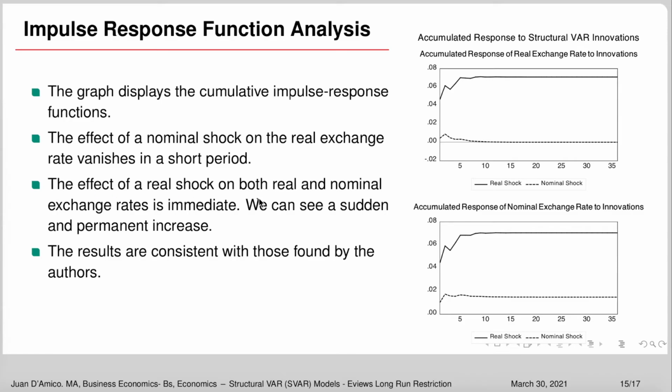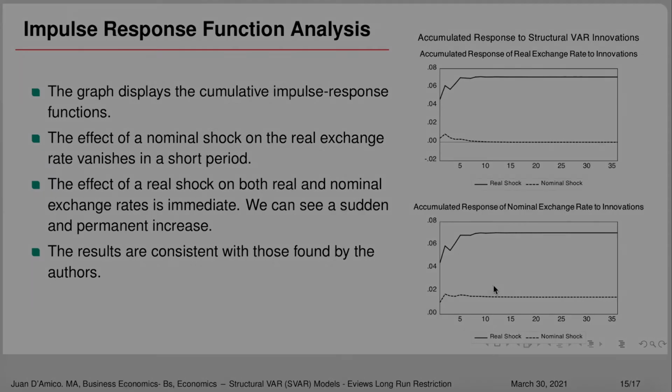However, we can see that the effect of a real shock on both real and nominal exchange rates is immediate. We can see a sudden and permanent increase. So again, this supports the idea. These results are consistent with those found by the authors. Real exchange rate movements are caused by real shocks, and in the nominal exchange rate as well. And nominal shocks only have a short run effect, they decay very shortly and have, of course, no permanent effect on the exchange rate movements.